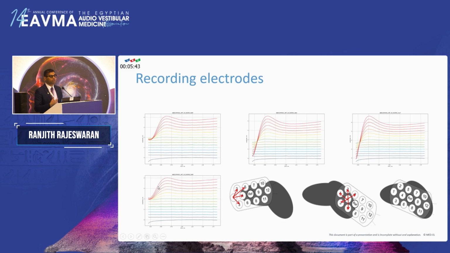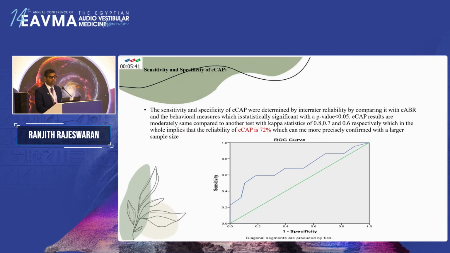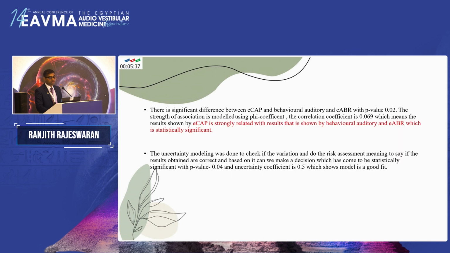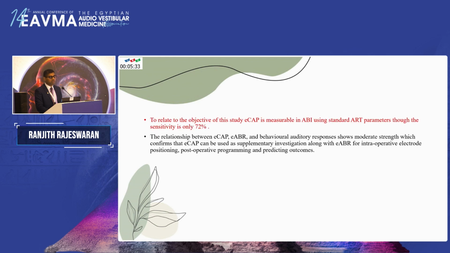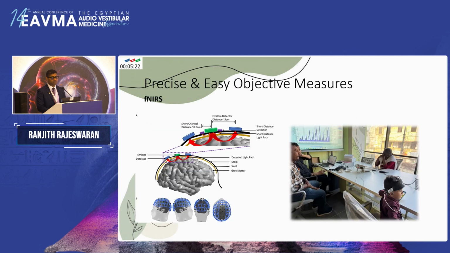So this is an important cue for us to develop an algorithm in the future. As of now, the sensitivity is 72%, and the ECAP strongly relates with the results shown in the behavioral and EABR as well. So to relate to the objective of the study, ECAP is measurable in ABI using standard parameters. Though the sensitivity is only 72%, we need more data to validate, which is currently going on.